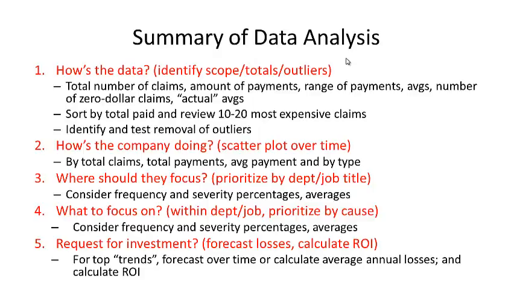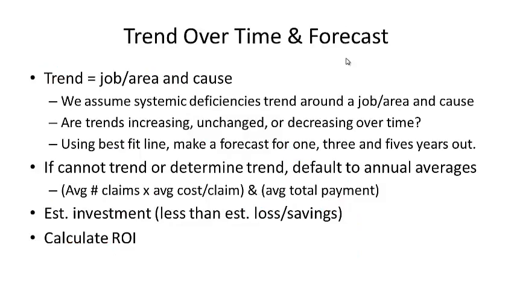So once we've prioritized where we're going to be looking and what we're going to be looking at, we can now forecast that and come up with a return on investment for management. So here's a little bit about the trending. Now, the problem is if we try to forecast and the dots don't come close to the line, we call it a best fit line. If they don't come close to the line, then that's not a very accurate trend.